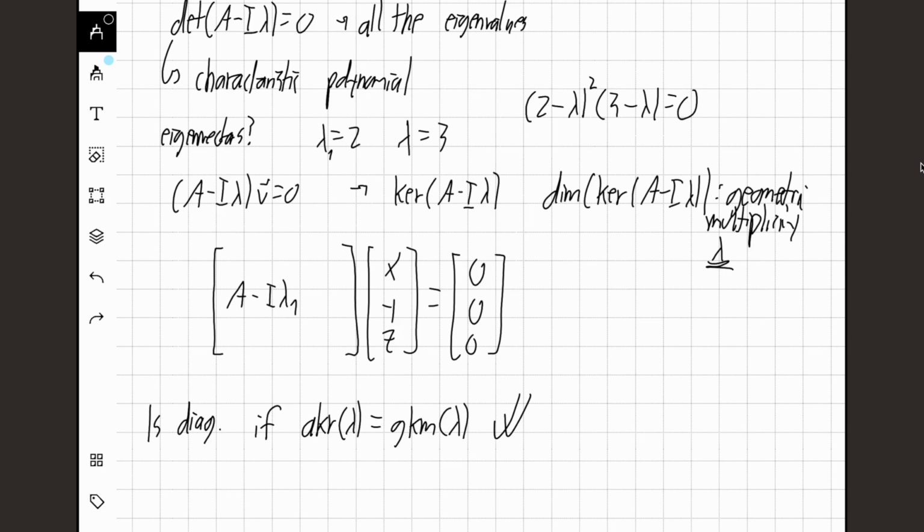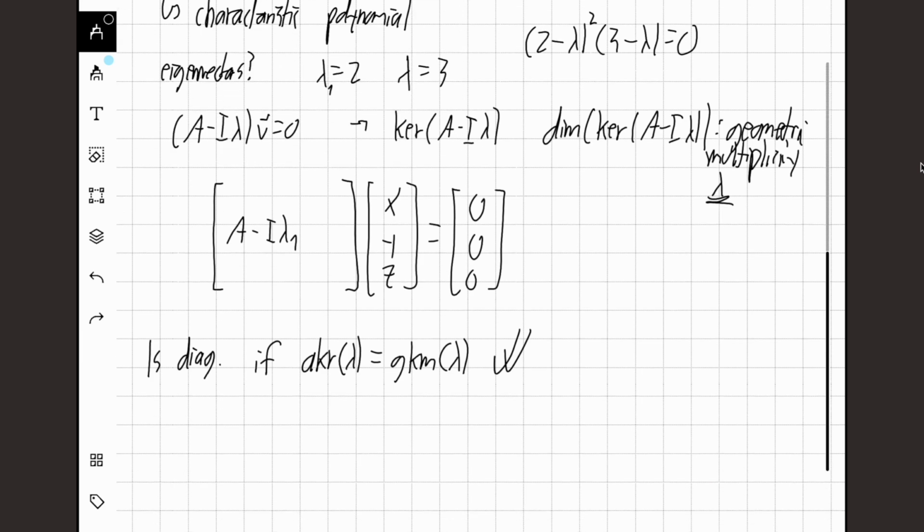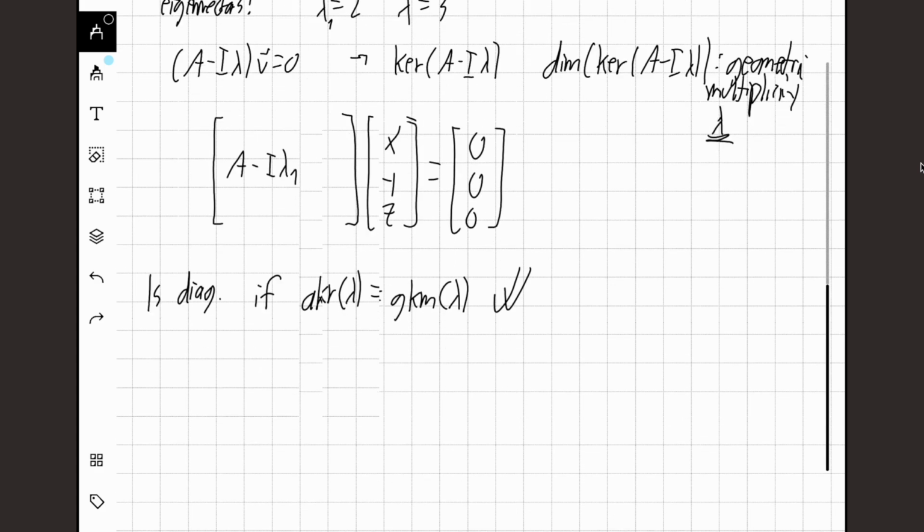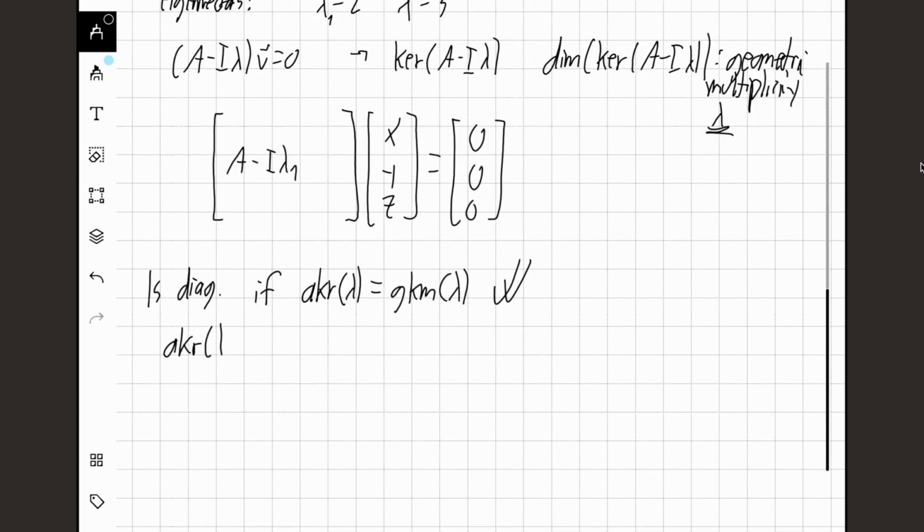And another thing we know, again, I'm not going to go into detail on why this is true, I'll do this in a different video, is that if the algebraic multiplicity of an eigenvalue equals 1, that means the geometric multiplicity also has to equal 1.